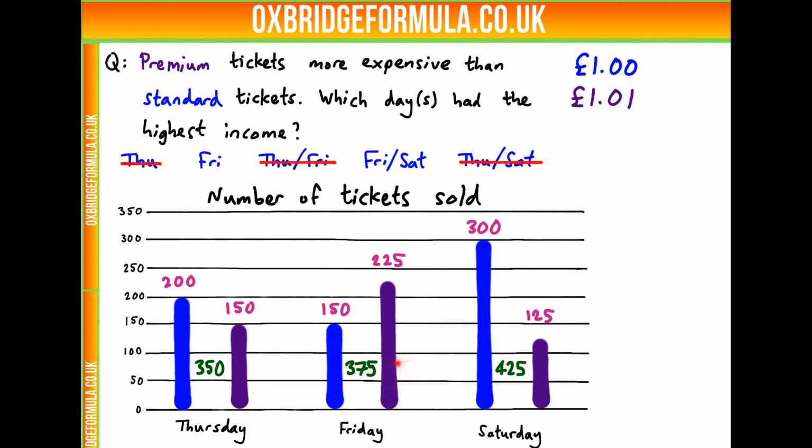So we've ruled out the idea of Friday definitely having the highest income, and so our answer must be either Friday or Saturday. We can't prove that it's either one of these. So this is our final answer, which corresponds to E.